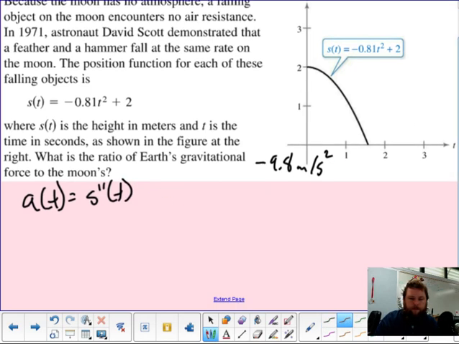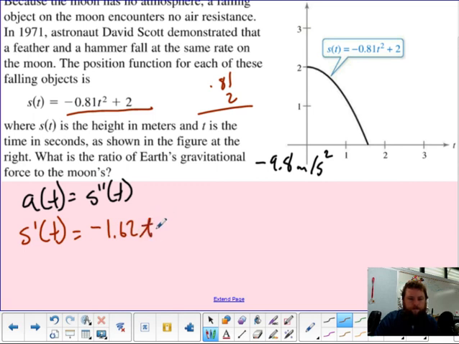My first step is to figure out my s prime of t, which will be the derivative of this, which will be negative 0.81 times 2, and that's going to give you negative 1.62 t. And that means s double prime of t is going to be negative 1.62. And that is my acceleration due to gravity on the moon.